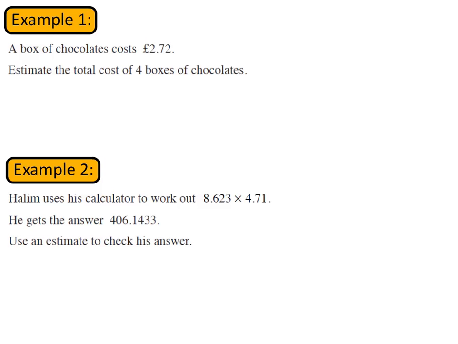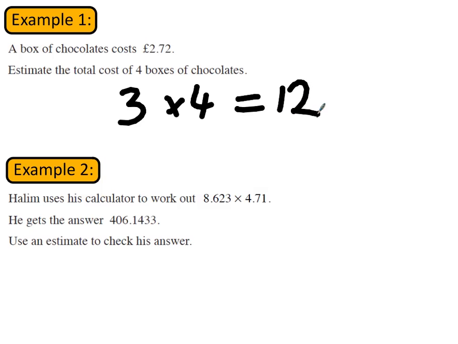So example 1 is as simple as saying, well, 2.72 is close to 3, and 3 times 4 is 12. So a good estimate for the cost of 4 of these boxes of chocolate is £12.